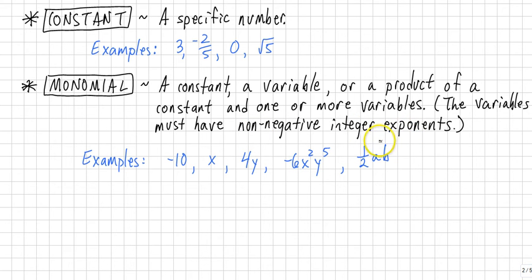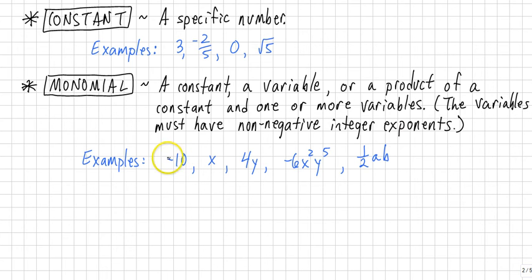So it could have 0 as an exponent. It could have 1, 2, 3, 4, 25, 1,060, any non-negative integer exponent. So it cannot have a fraction for an exponent. It cannot have a negative number for an exponent. It can't have a decimal for an exponent. It has to have a non-negative integer exponent.